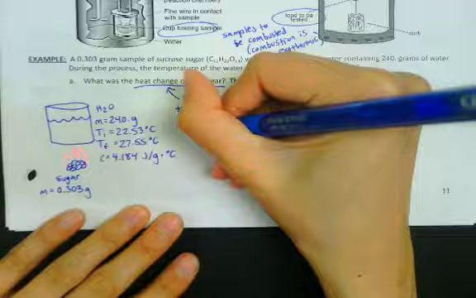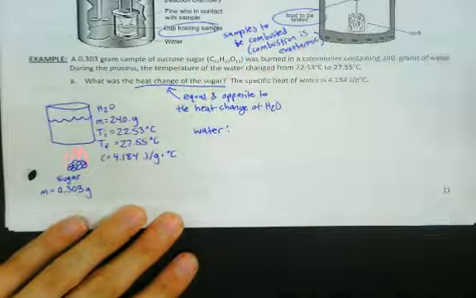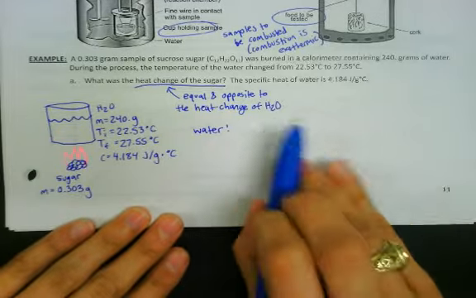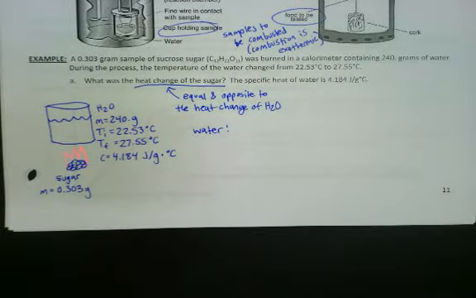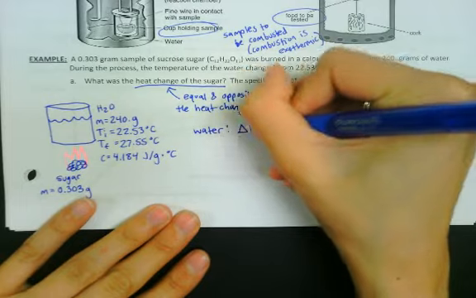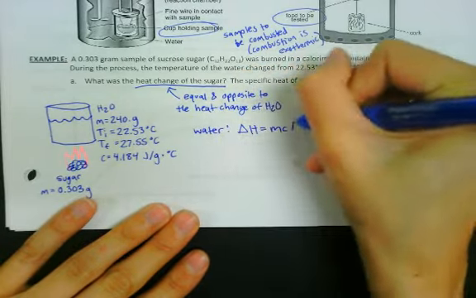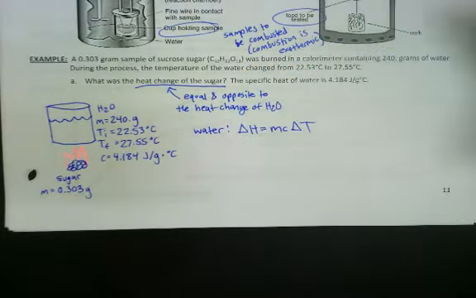So if we were to calculate the heat change of the water, we could use that to help us figure out the heat change of the sugar. So let's go ahead and do an MCAT calculation using what we know about the water.